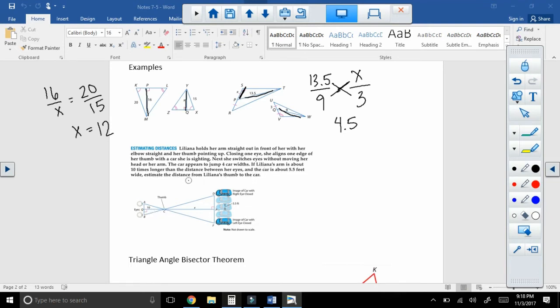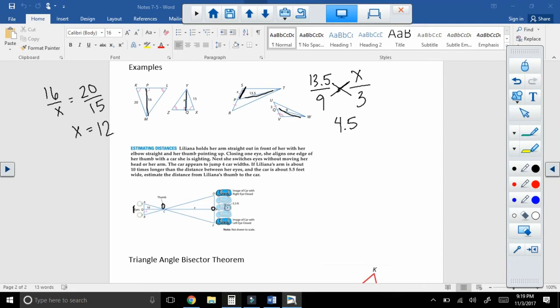And it says that the car is about 5.5 feet wide. Estimate the distance between her thumb and the car. So here are the different parts that I have. I know that this ratio, it said that this number was 10 times this one. So if we're representing this as 10, the distance here is 1.